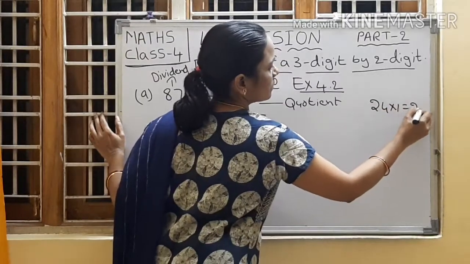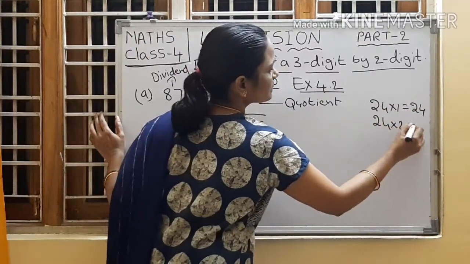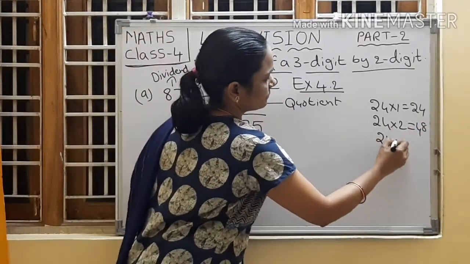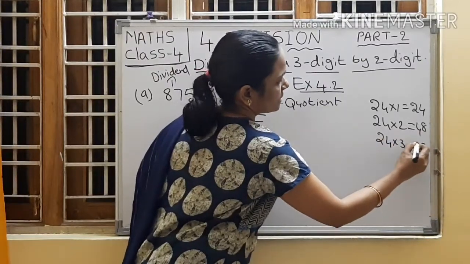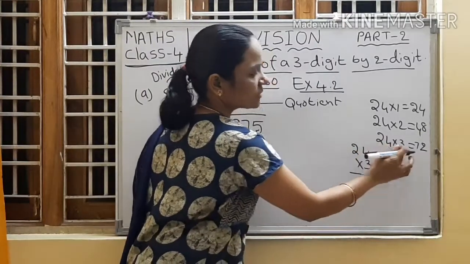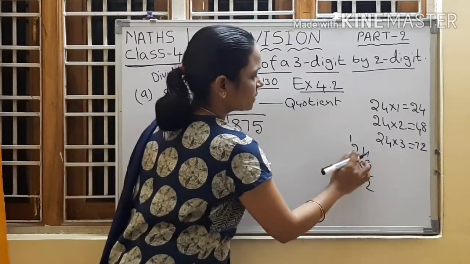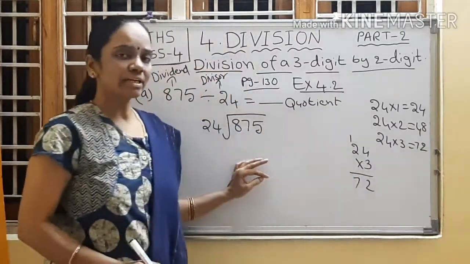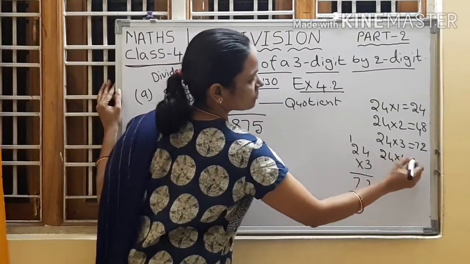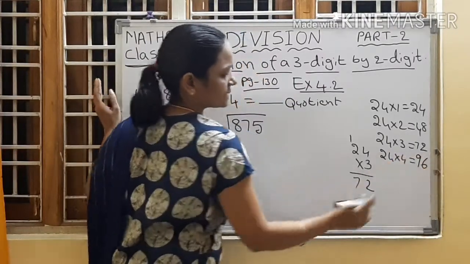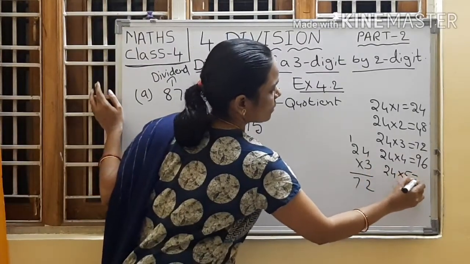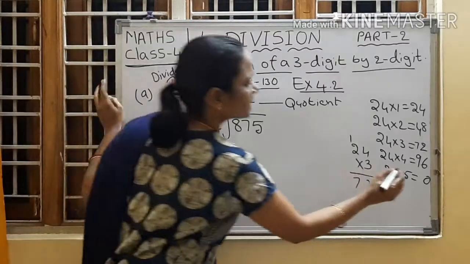24 ones are 24. 24 twos are 48. 24 threes are 72. Nothing but multiplication only. If you don't know, take multiplication again. 24 into 3: 3 fours are 12, 3 twos are 6 plus 1, 7, 72. So 24 threes are 72. Now next, 24 fours are, how much? 4 fours are 16, 4 twos are 8, 96. 24 fives are, 5 fours are 20, 5 twos are 10, 120.